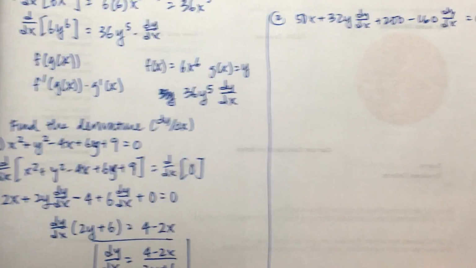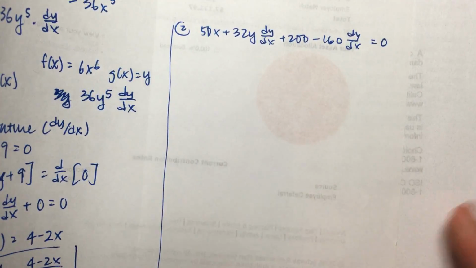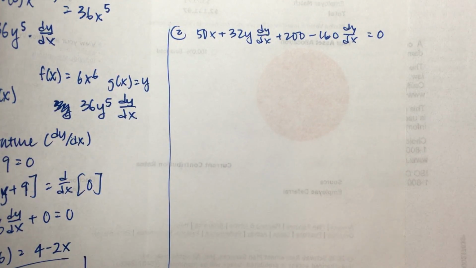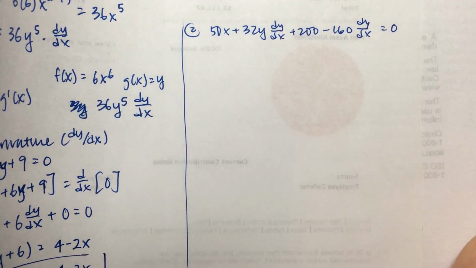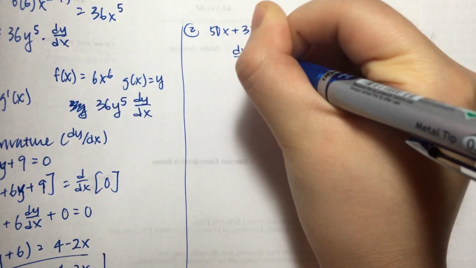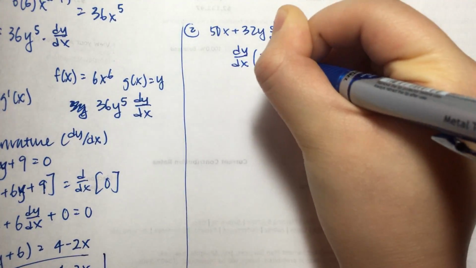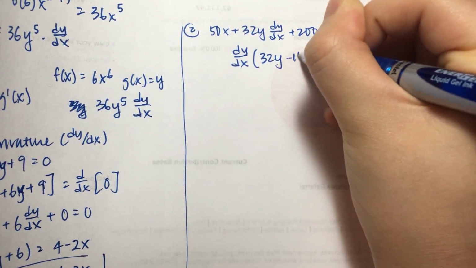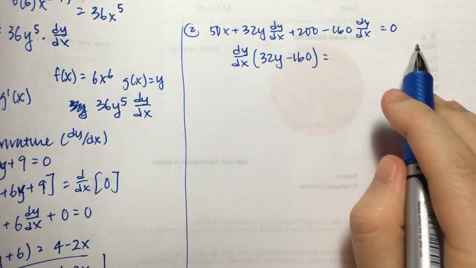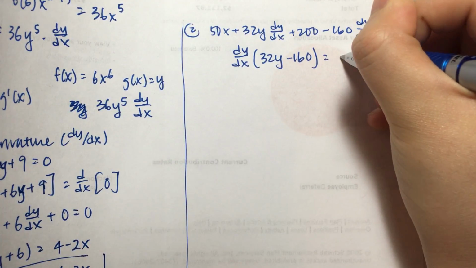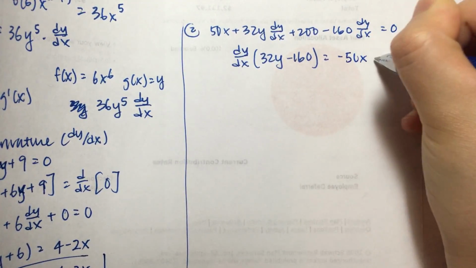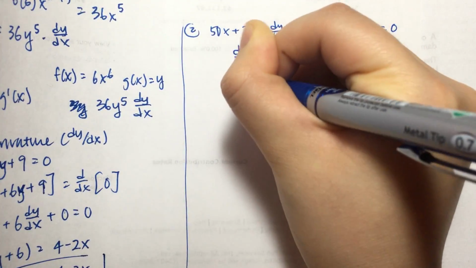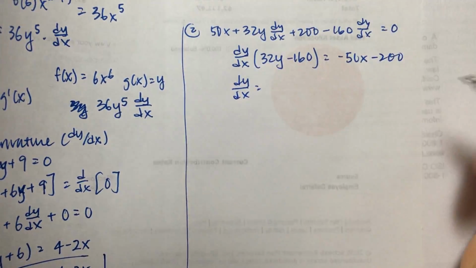Okay, so that is where we left off. Alright, so right now I'm gonna do the same thing I did before, right? Isolate dy/dx by factoring it out of those terms first, the 32y and the 160, and move everything else to the other side. Negative 50x minus 200.